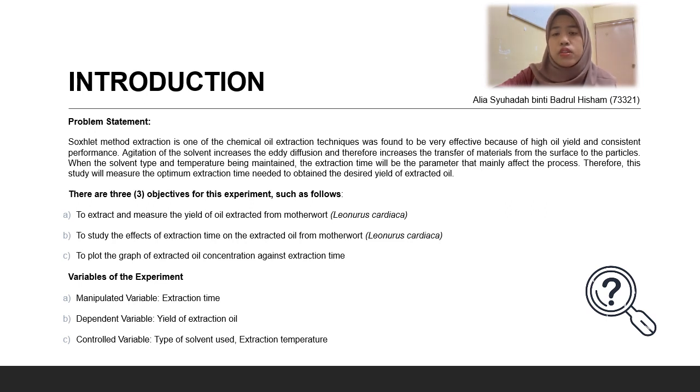Next, the variables of the experiment. The manipulated variable is extraction time, while the dependent variable is the yield of extracted oil. Lastly, the control variables are the type of solvent used, which is methanol, and the extraction temperature.